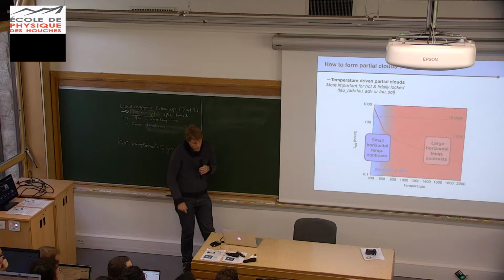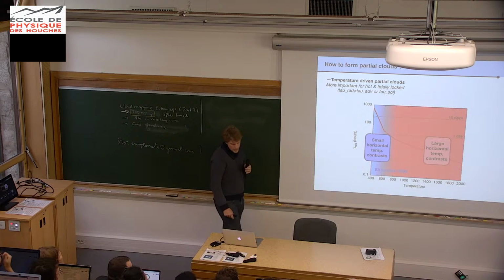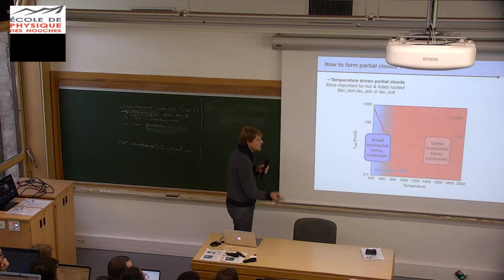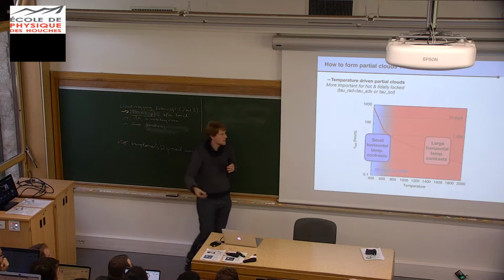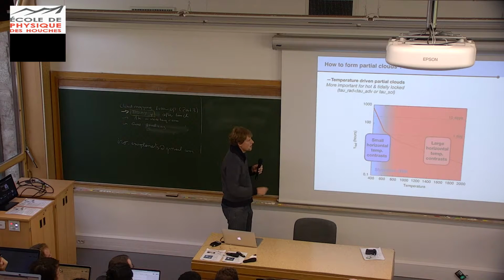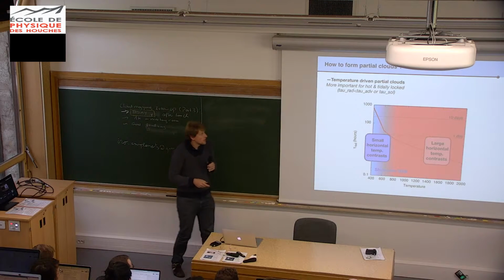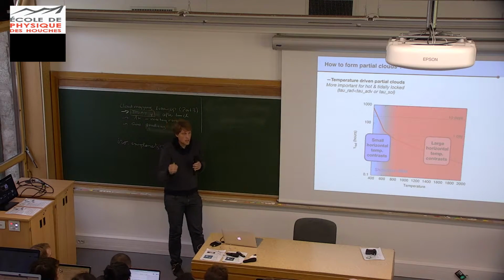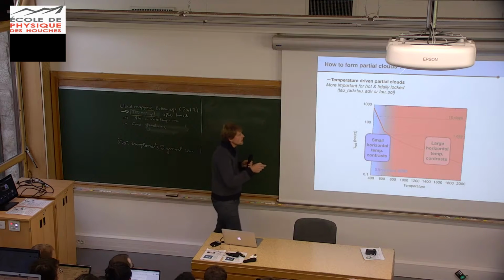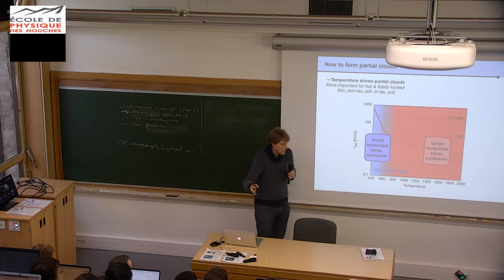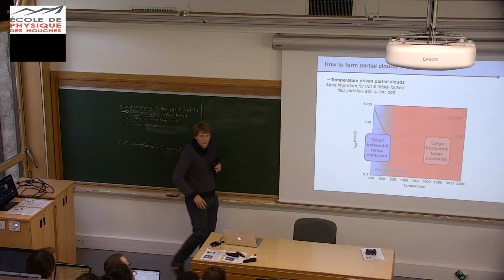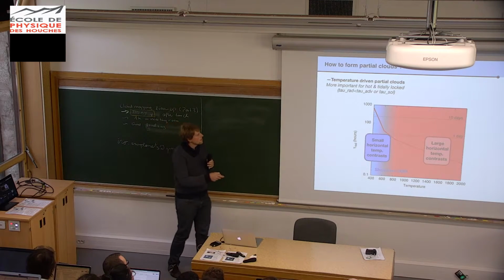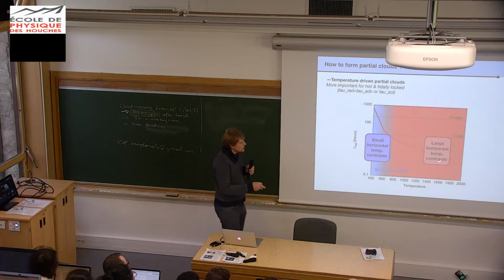And so the second way to form partial clouds is temperature-driven. While the circulation-driven should always be there, because there's always going to be a circulation on those planets, temperature-driven partial cloud might not always be there, because for that, you would need big temperature contrast. This is going to happen when some parts of your planet are just too hot to form clouds, and some parts are cool enough to form clouds. And so to have that, you need large temperature contrast.